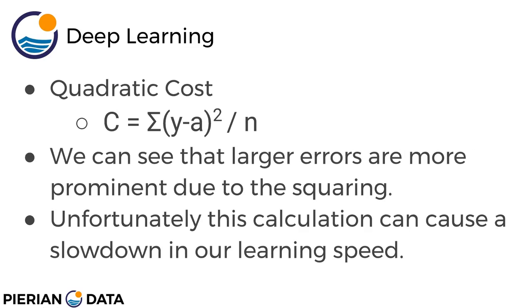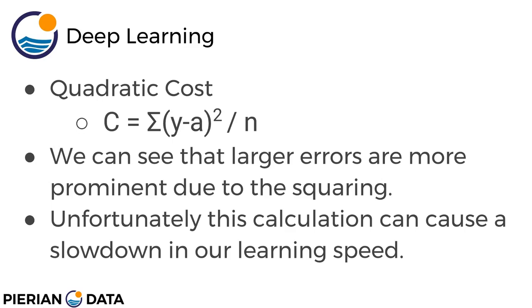So the first cost function we're going to discuss is the quadratic cost function, and that is equal to the sum of (y minus a) squared divided by n. And you can, if you want, pull out 1 over n. So what do we actually see here? Well, we can see that larger errors are more prominent due to the squaring, because remember, y is that true value and a is our predicted value. So if there's a big difference there, when we square it, it's going to really be prominent.